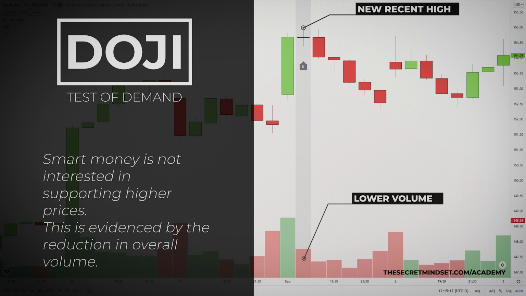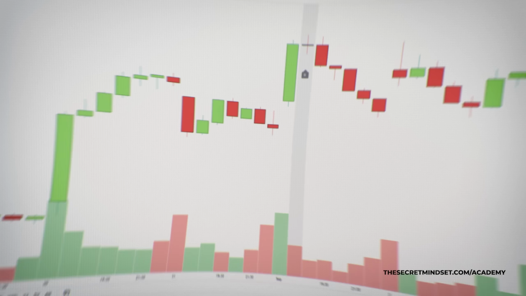If the smart money is not interested in higher prices, you as a retail trader can take this knowledge and refrain from buying at market tops. Instead, you will establish a short trade into the path of least resistance.